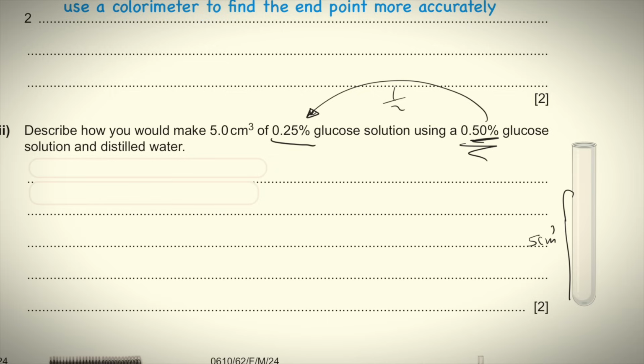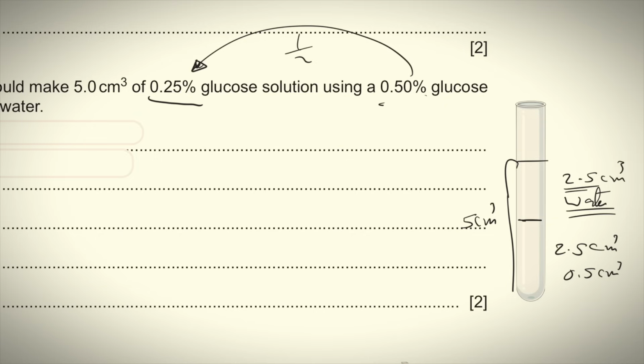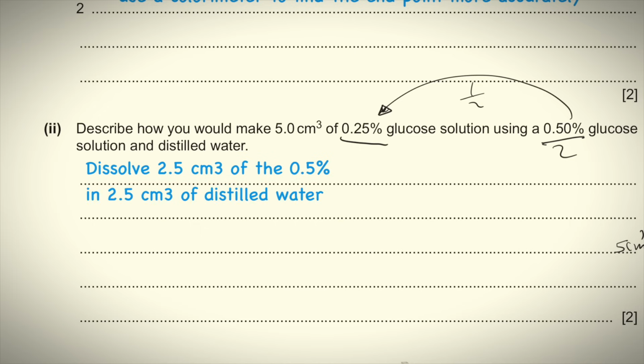So look at my plan. I'll take that 5 and split it into 2: 2.5 here and 2.5 here. The first 2.5 is going to be the sugar, that 0.5 sugar. And if I want to dilute it by half, I'm going to dissolve it into water. So put distilled water. That means that this 0.5 will be halved. So once again, dissolve that 0.5 into distilled water, and you'll end up with half the concentration.